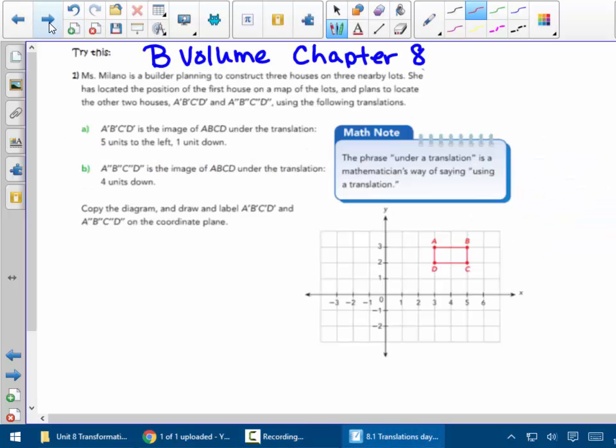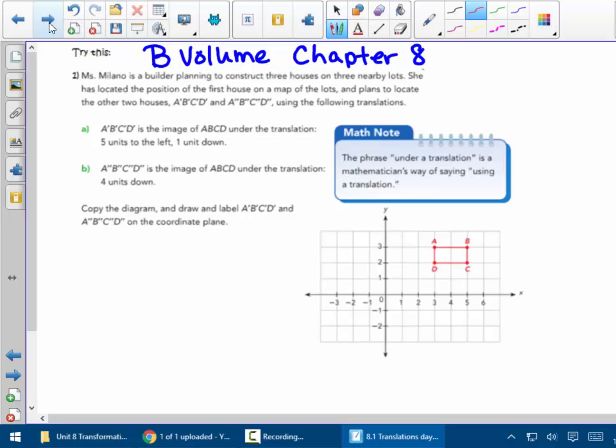So we're still in the B volume of the textbook, chapter 8, 8.1. Ms. Milano is a builder planning to construct 3 houses on 3 nearby lots. She has located the position of the first house on a map of the lots and plans to locate the other 2 houses, A prime, B prime, C prime, D prime, and A double prime, B double prime, C double prime, D double prime, using the following translations. A prime, B prime, C prime, D prime is the image of A, B, C, D under the translation 5 units to the left and 1 unit down.